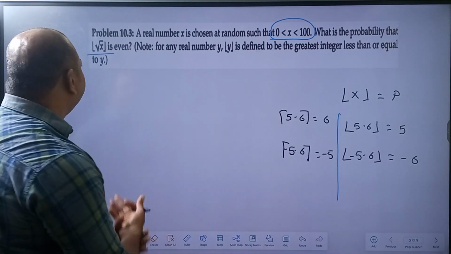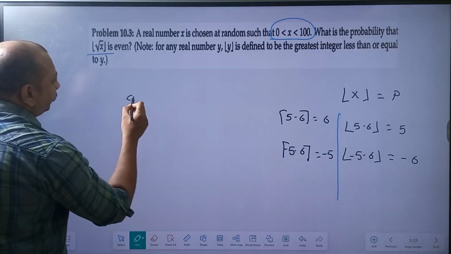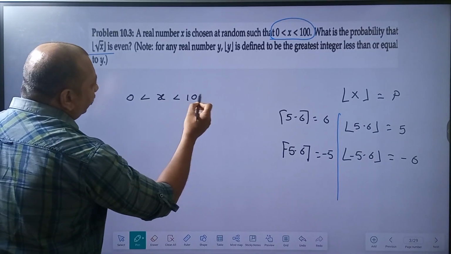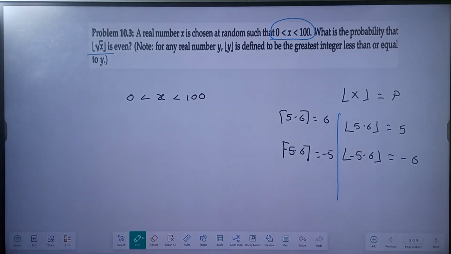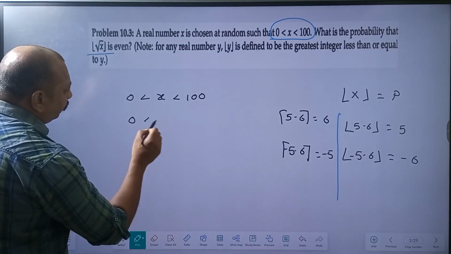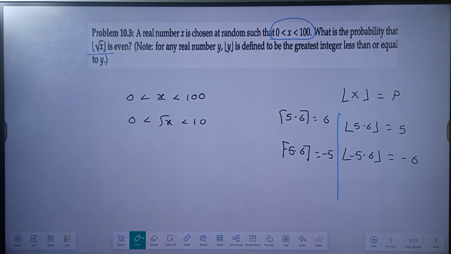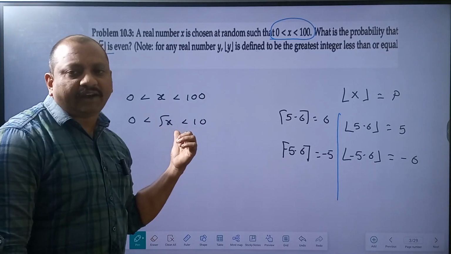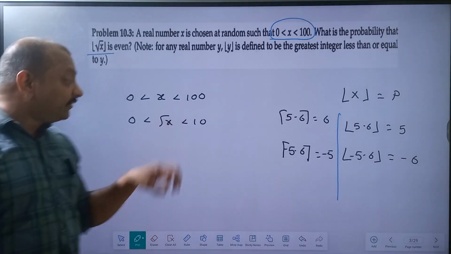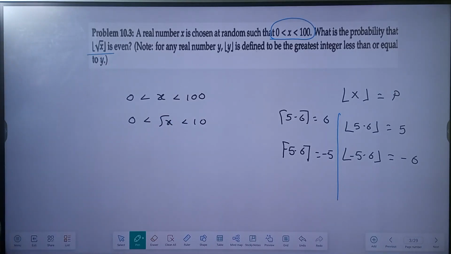Now they are saying it is even. Root x is from 0 less than x less than 100, all positive. Take the square root on this inequality. So 0 less than root x less than 10. Root x is also a real number, but step of root x is definitely an integer.